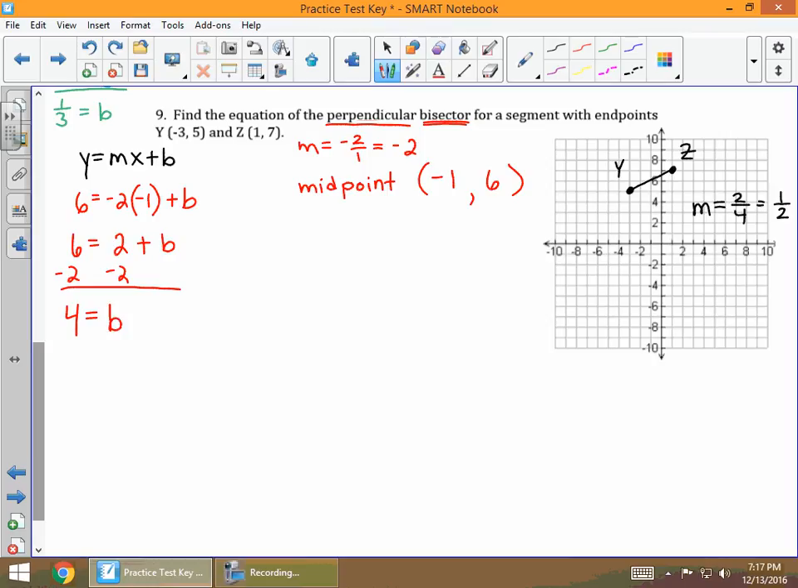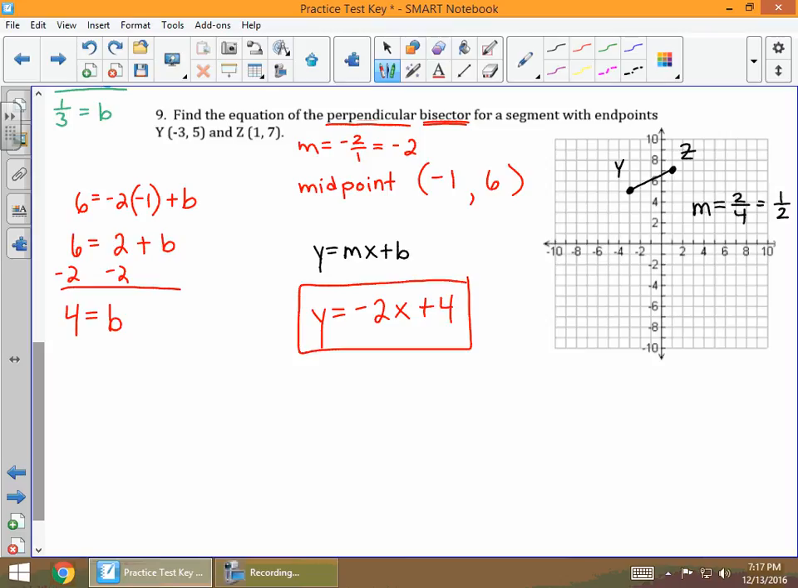So I know my m and my b. So the equation of my line is y equals, the m value is negative 2x, and the b value is 4. So plus 4.